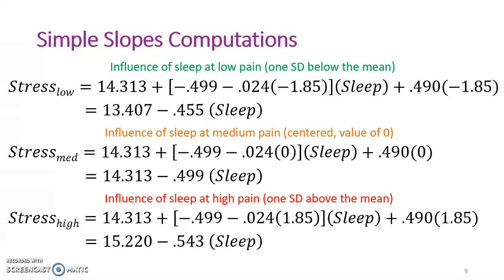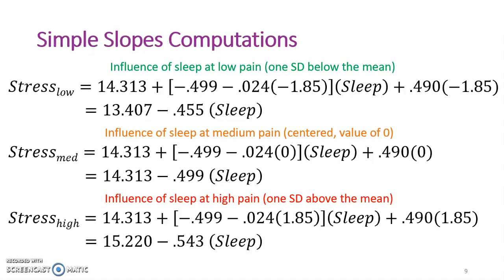Now, remember that whether a variable is raw or centered, the standard deviation does not change. So the standard deviation of the raw pain variable is 1.85, and the standard deviation of the centered variable is 1.85. So it's easier for me to use medium pain as a score of 0 for the centered variable. And so for 1 standard deviation below the mean, 0 minus 1.85 is negative 1.85. So that's the value I'm using for low pain.